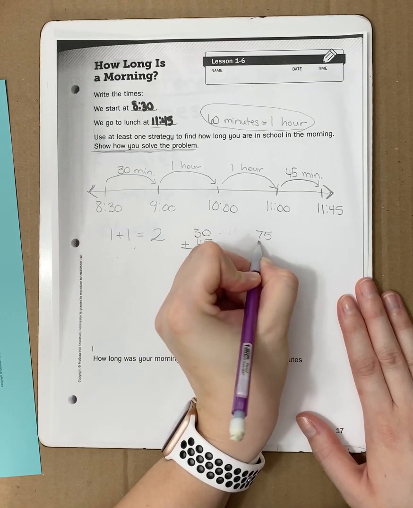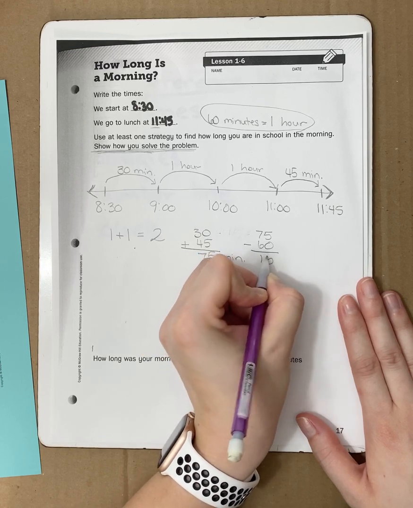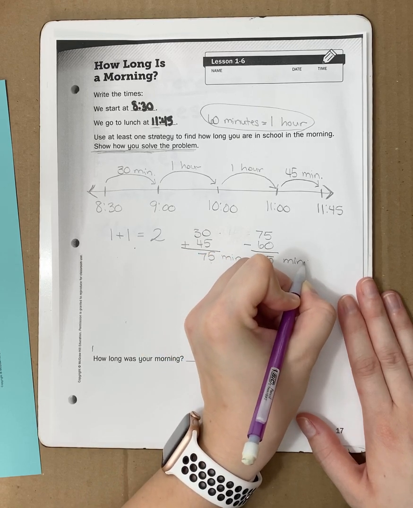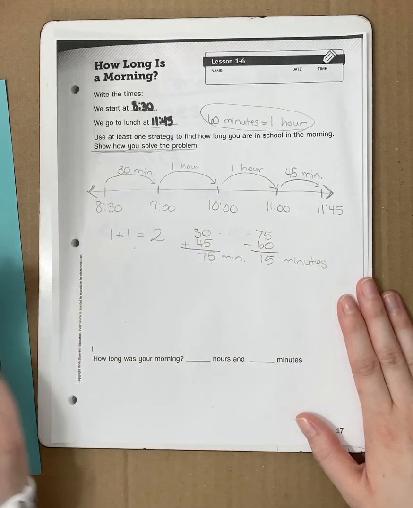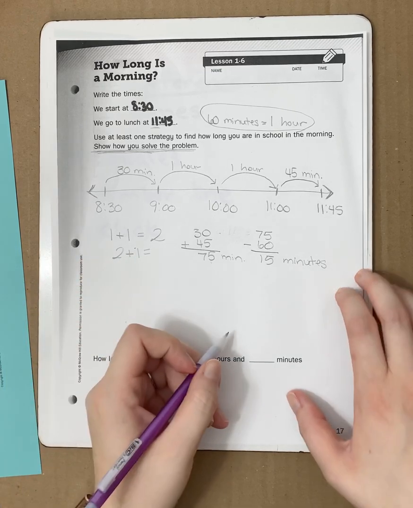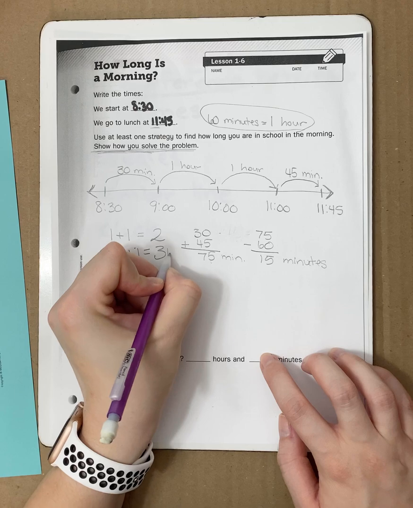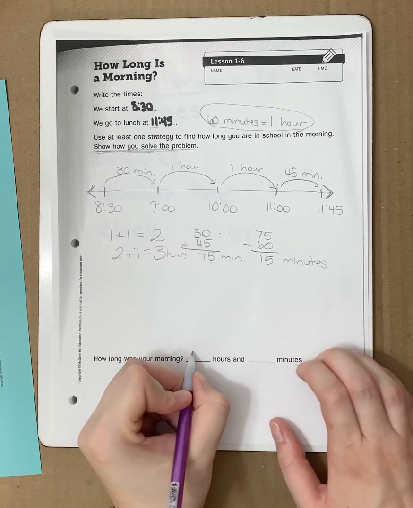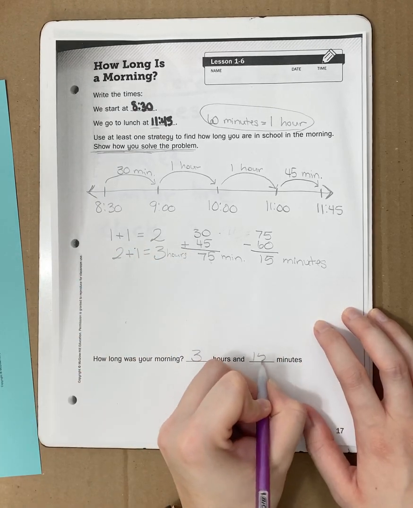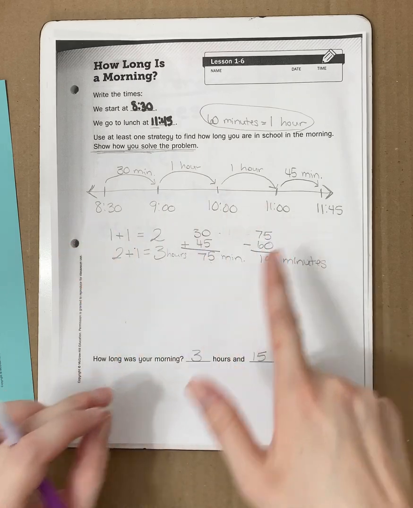I'm going to take away an hour from this. So I have 15 minutes left. And then take those 2 hours and add that hour to it. So I have 3 hours and 15 minutes to our morning. So that's how I could use a number line.